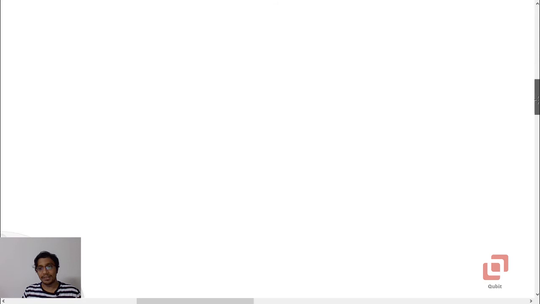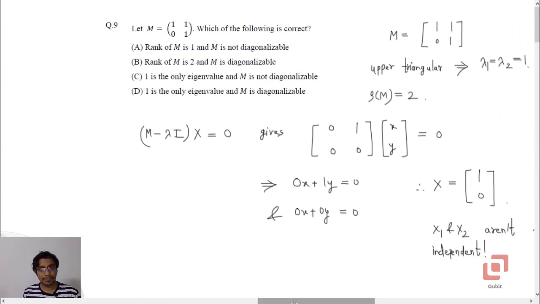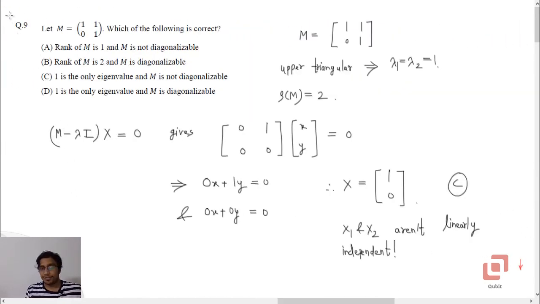Let's go to question 9. Question number 9 is based on linear algebra. Let M be the matrix 1 1 0 1. Which of the following is correct? Rank of M is 1 and M is not diagonalizable. Rank of M is 2 and M is diagonalizable. 1 is the only eigenvalue and M is not diagonalizable, and 1 is the only eigenvalue and M is diagonalizable.